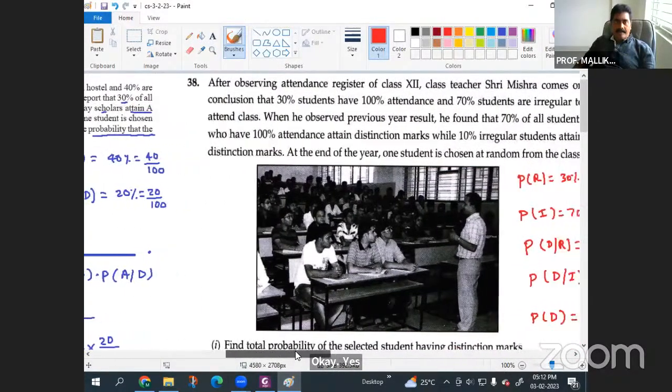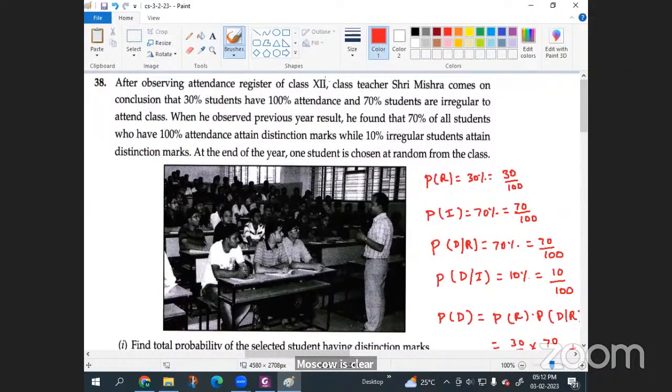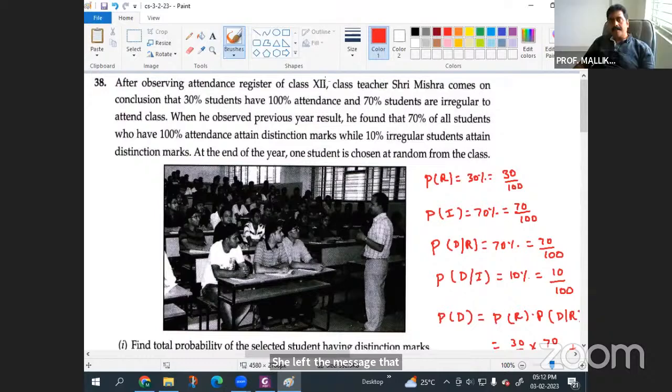Muskan is clear now? Sir, actually, Muskan is not there. She left the meeting. She left a message that she won't be able to attend now. She'll attend later on. Okay. Now, anybody else who has a doubt in this one? Anybody else?